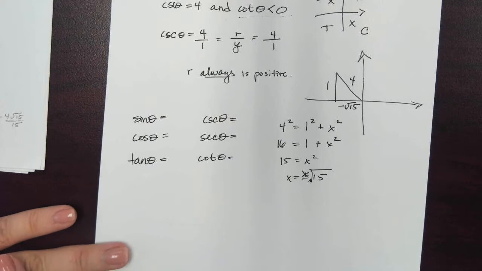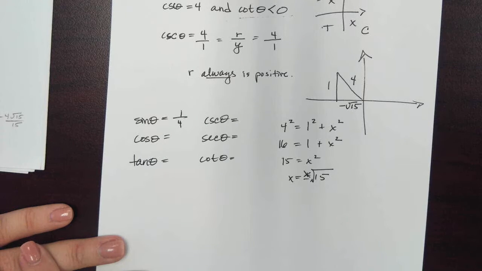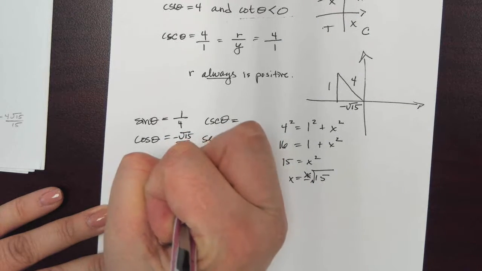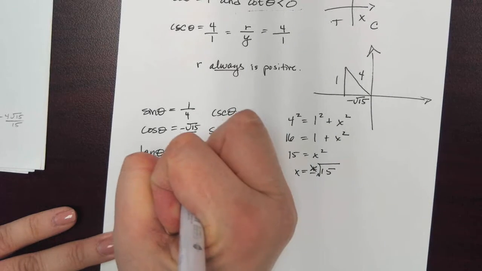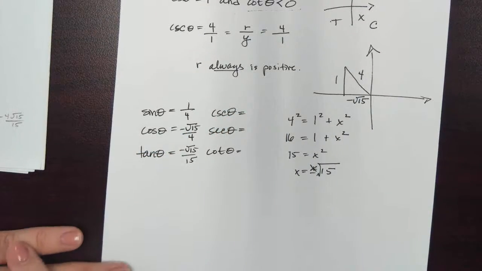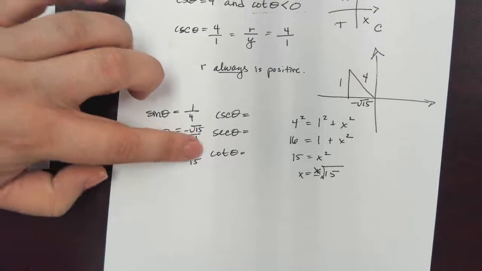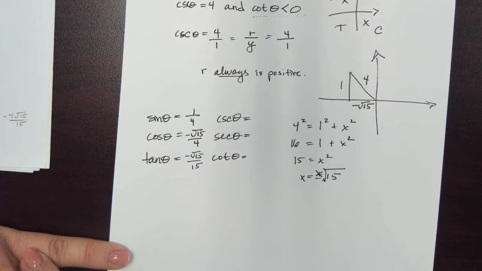What is sine theta going to equal? 1 over 4. What about cosine? It's negative square root 15 over 4. What about tangent? Negative square root 15 over 15. Because I do sine over cosine, my denominators cancel, I have 1 over negative square root 15, and I have to rationalize.